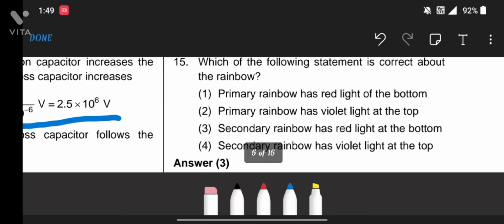Now moving on to the next question. It is a basic small question, not tricky, with no solution or finding of an answer. They have asked: which of the following statements is correct about the rainbow? Primary rainbow has red light at the bottom. Primary rainbow has violet light at the bottom. Secondary rainbow has red light at the bottom. Secondary rainbow has violet light at the top.